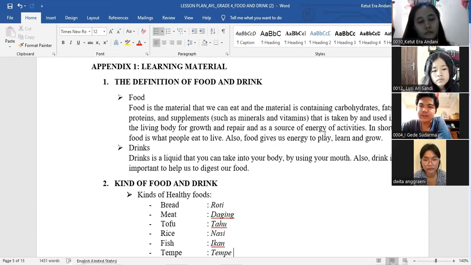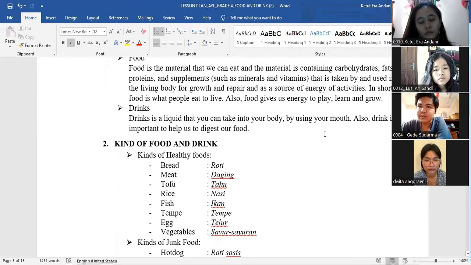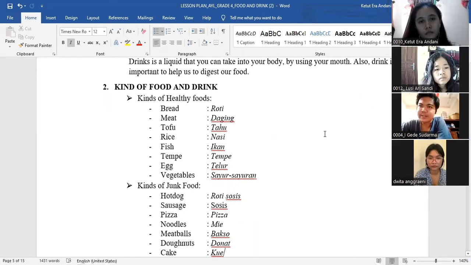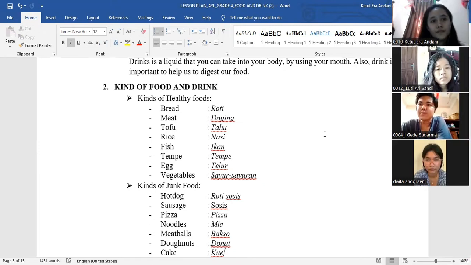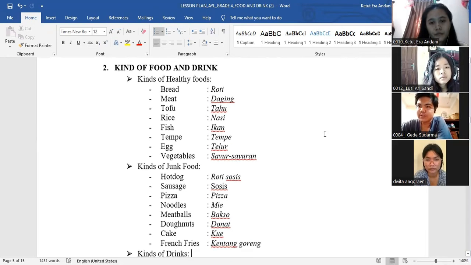And then drink. Drink is a liquid that you can take into your body by using your mouth. Also, drink is important to help us to digest our food. And then the second material is kind of food and drink. Kind of healthy food. For the first example is bread, is roti, and then meat is daging, and then tofu is tahu. So the other example for kind of healthy food you can see on our screen.